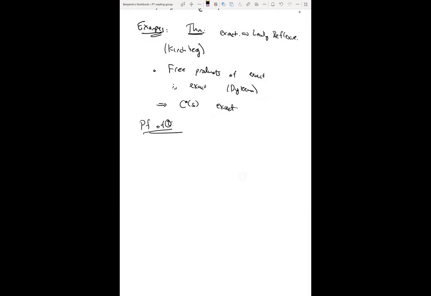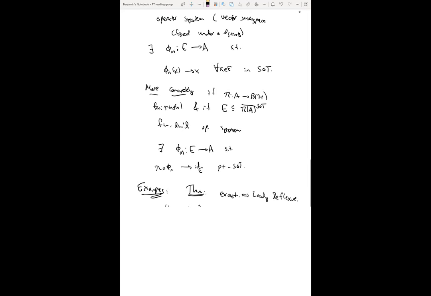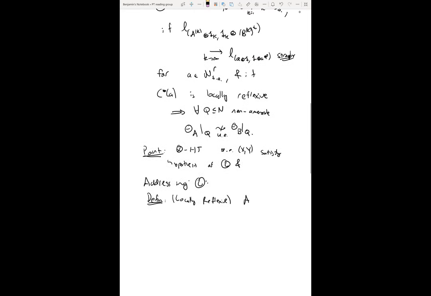So for 2, again, shouldn't be subset of A, it should be subset of the von Neumann algebra generated by A. Apologies. Yeah. Okay. In our case, A is assumed to generate the whole thing anyway, so okay.